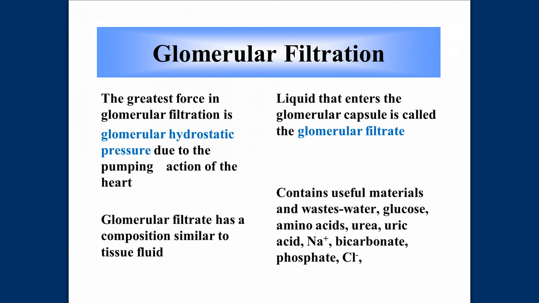It contains useful materials and wastes. There's water, glucose, some amino acids, and very small proteins like albumin, but the larger proteins stay within the blood vessel. Urea, uric acid, sodium, bicarbonate, phosphates, and chlorides are examples of materials that are passed into the glomerular capsule by hydrostatic pressure, and are found within that glomerular filtrate.